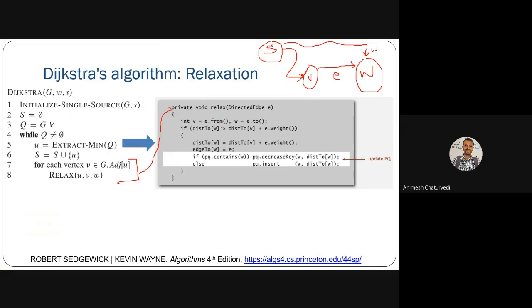If this condition holds, then v will become the parent of w, and this is what you are actually doing, a decrease key, meaning you are decreasing the priority of w. If w was already over there, if w is in the priority queue, then you are decreasing the priority of that w. Else you are just inserting that w into the queue.